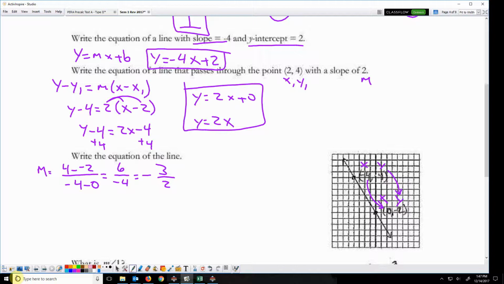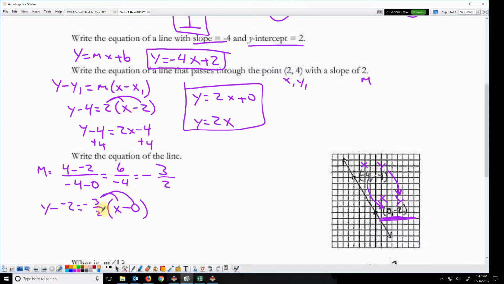Okay, I would rather use this point right here as my x1, y1, 0, negative 2. It really doesn't matter which one I pick, that's just the one I'm picking. So y minus y1, which is negative 2, equals m, negative 3 over 2, times x minus x1, and x1 is 0.